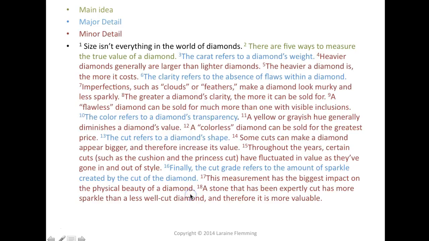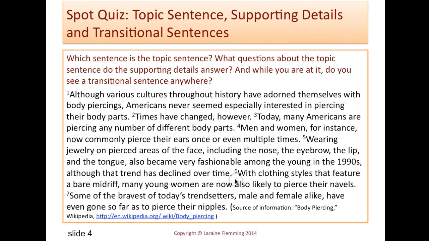So if we would take a picture of this paragraph, it would look something like this. We have an introductory sentence, size isn't everything in the world of diamonds, followed by the topic sentence. And then all the items in blue would be your 5 major details, followed by all the minor details that help to explain those major details. Being able to distinguish major and minor details is what really leads to true comprehension in reading.